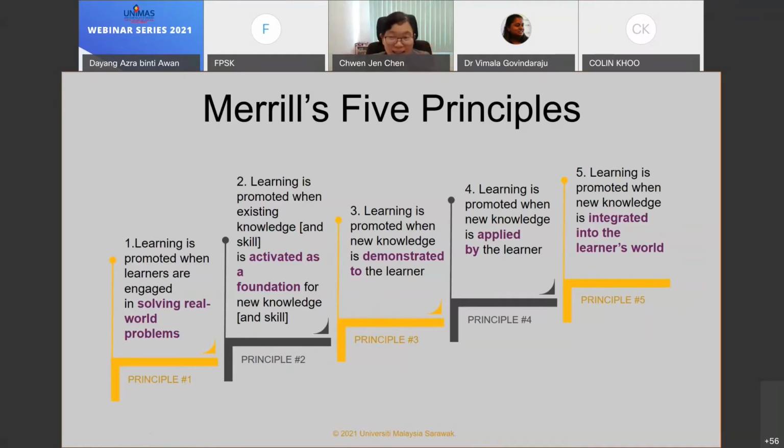So these are the principles that you can follow if you want to come up with problem-based learning, for example. Learning is promoted when new knowledge is applied. So you must provide the opportunity for your learners to apply that knowledge. So you have to create some activities to allow that to happen, some assessment that allows that to happen. And learning is promoted when new knowledge is integrated into the learner's world. So how can you design your learning in such a way that this will happen? So basically, this kind of model is telling us these are the considerations when you design: you think of this, think of this, think of this, right?